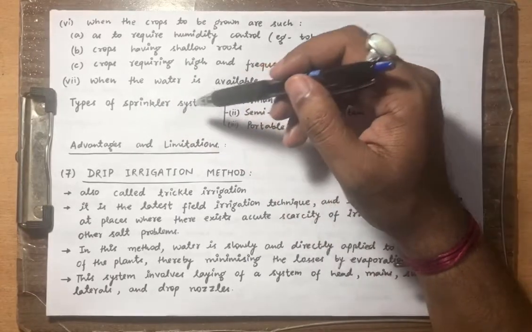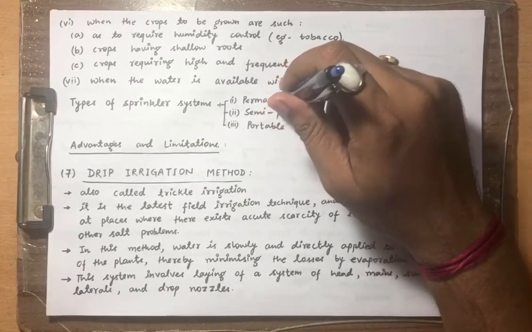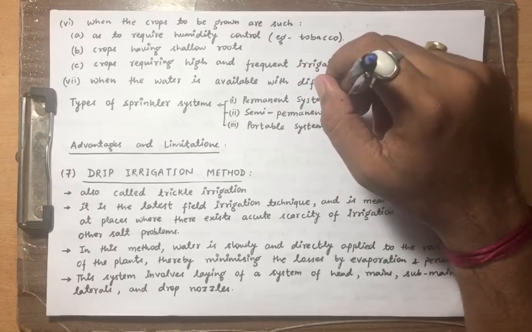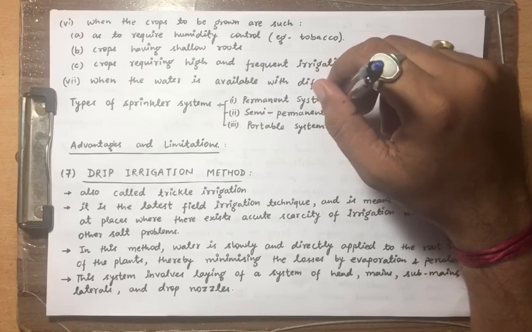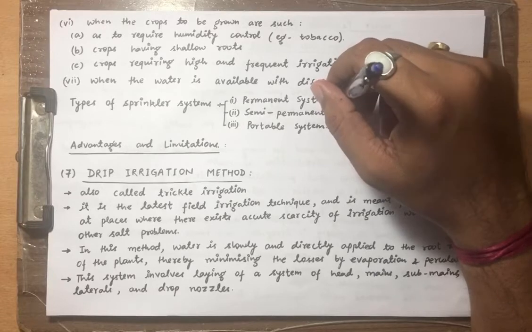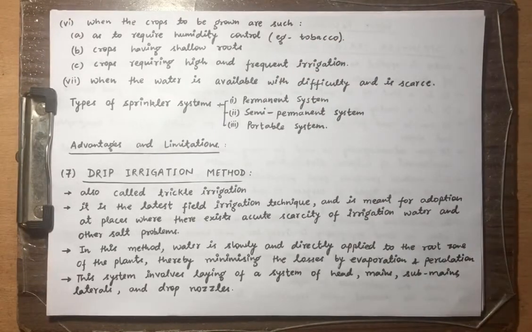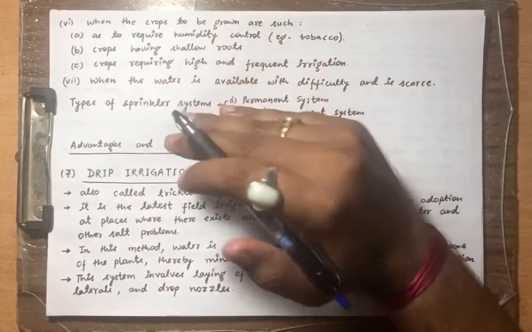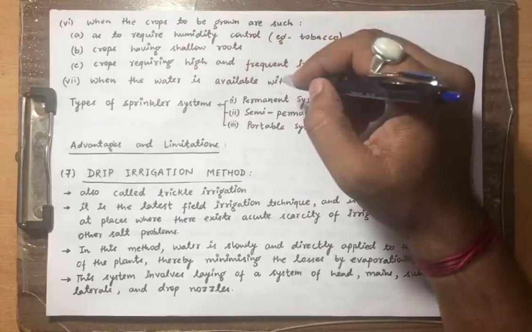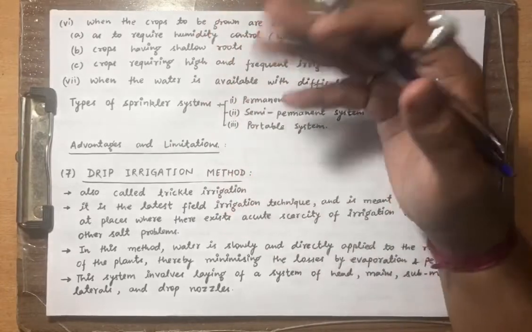Now we have three types of sprinkler system. First is the permanent system, second is the semi permanent system, and third is the portable system. As the name suggests, in the permanent system pipes are permanently buried in such a way that they do not interfere with the farming operations. What does this mean? Permanent system means the pipe is buried below the ground surface. So farming is done on the surface, so there is no interference. Once it is set up, it will be there for many years.